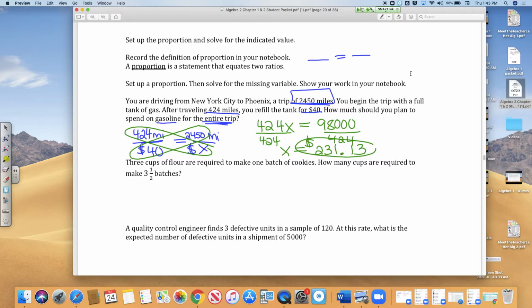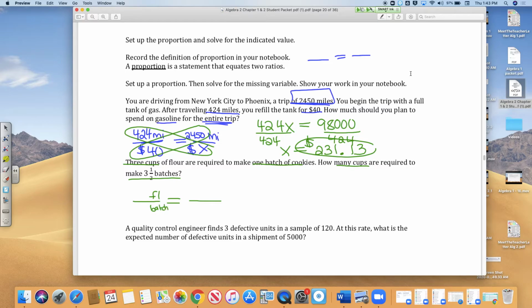Okay, let's try the next one together. 3 cups of flour are required to make 1 batch of cookies. So 3 cups of flour for 1 batch of cookies. How many cups are required to make 3.5 batches? Okay, so for this problem, we're going to make a proportion and solve it again. This problem is about flour, comparing flour to batches of cookies.